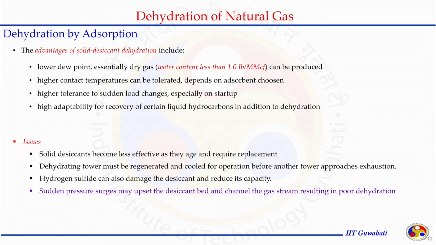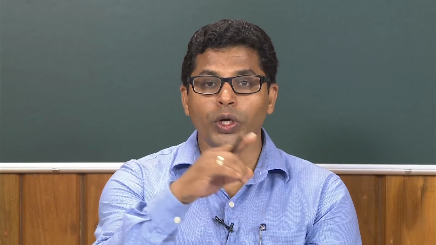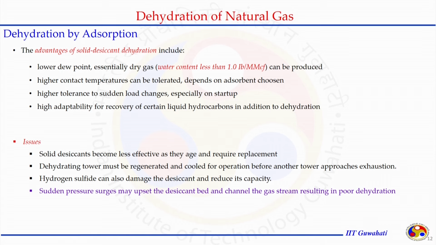Again, the affinity, the impurities and the circulation rate will affect the process. Higher contact temperature can be tolerated. As we said, we are supposed to cool the natural gas before it goes to the dehydration unit, the adsorption tower. Even if the temperature of the natural gas is not that low, because of the solid packing, those are designed to tolerate the higher temperature. The higher temperature process can be tolerated, but it depends on the adsorbent chosen. Adsorbent means the solid packing. There is also higher tolerance to sudden load change, especially on startup.